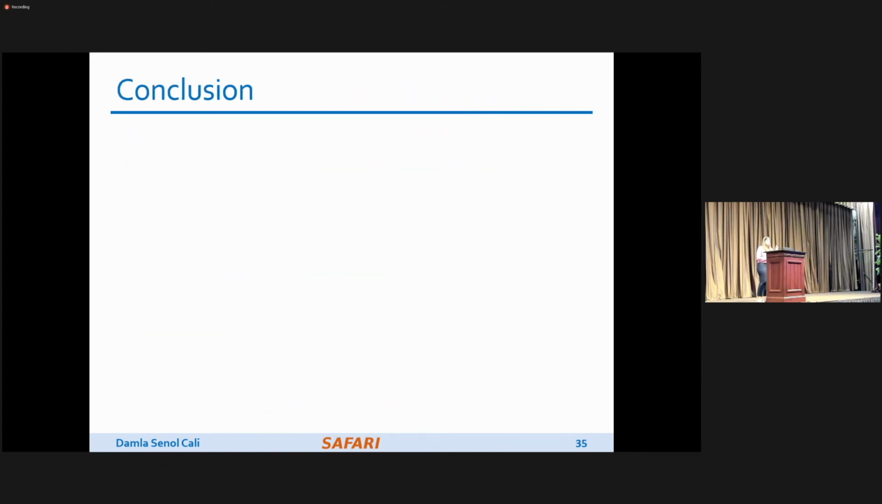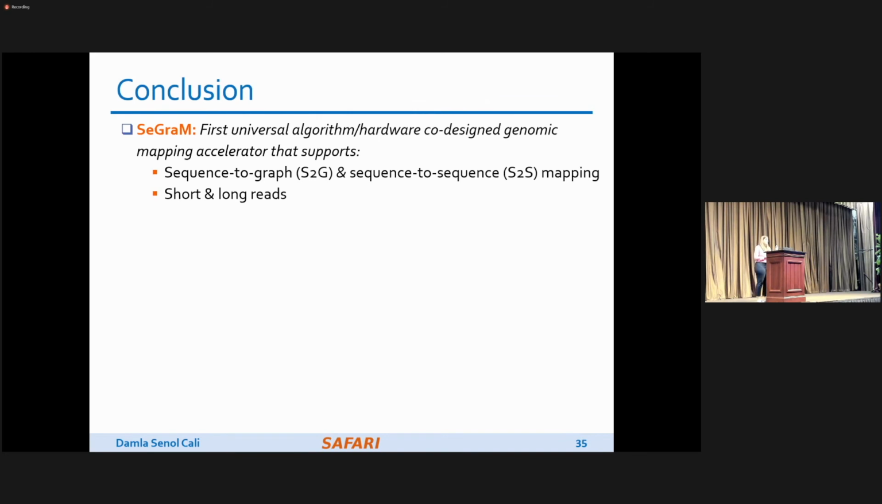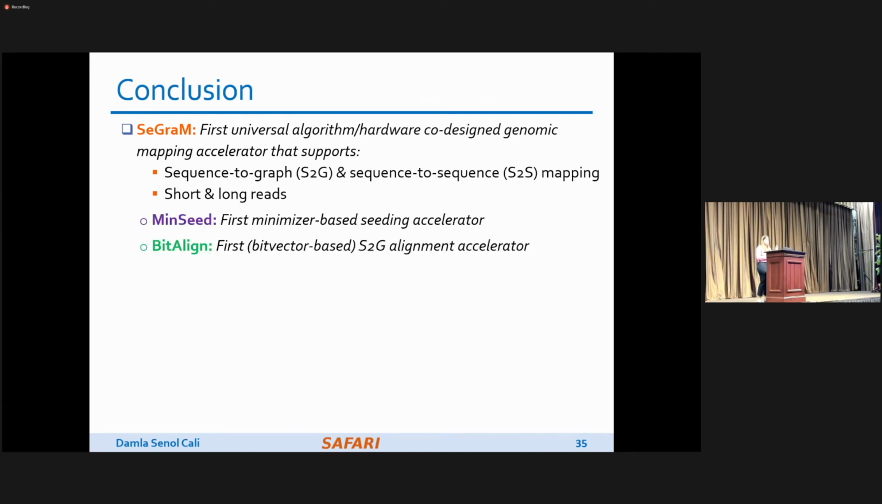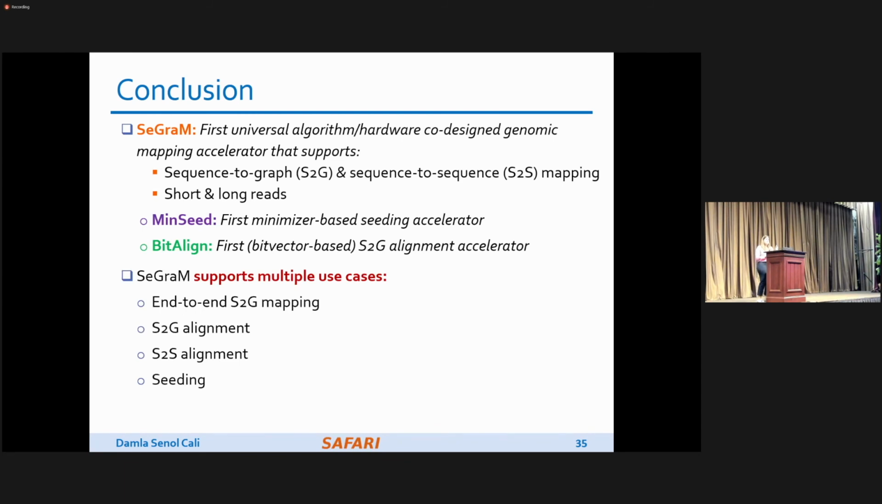So to conclude, in this work, we propose SIGRAM, the first universal algorithm-hardware co-designed genomic mapping accelerator that supports both sequence-to-graph mapping and sequence-to-sequence mapping for both short and long reads. SIGRAM consists of 2 components, MinSeed and BitAlign, and it supports multiple steps of sequence-to-graph and sequence-to-sequence mapping pipelines. And based on our extensive analysis, we show that SIGRAM outperforms state-of-the-art software and hardware solutions.